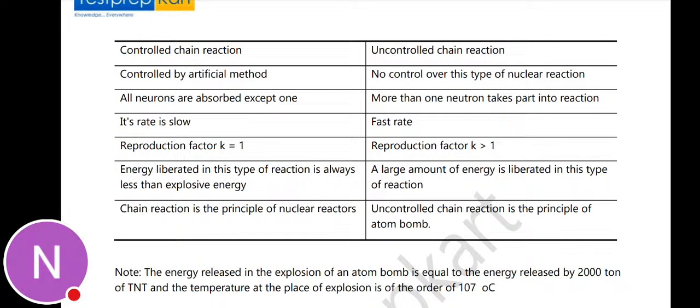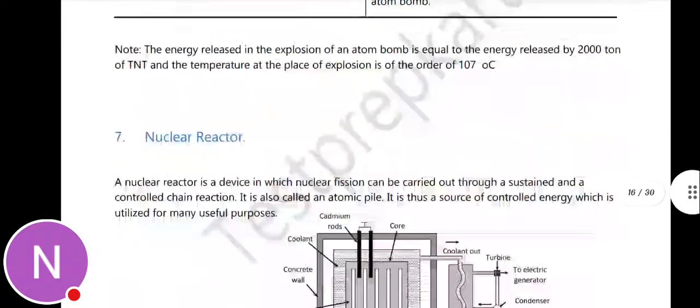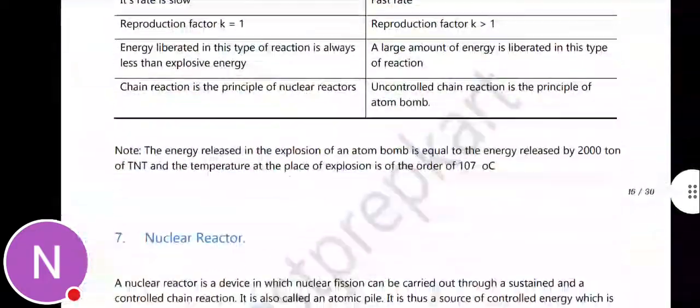In the controlled chain reaction, the reproduction factor K is equal to 1, whereas in the uncontrolled chain reaction, K is greater than 1. The energy liberated in the controlled chain reaction is always less than the explosive energy, whereas in the uncontrolled chain reaction, a large amount of energy is liberated. The controlled chain reaction is the principle of the nuclear reactor. The uncontrolled chain reaction is the principle of the atom bomb. So this is the difference between controlled and uncontrolled reactions.